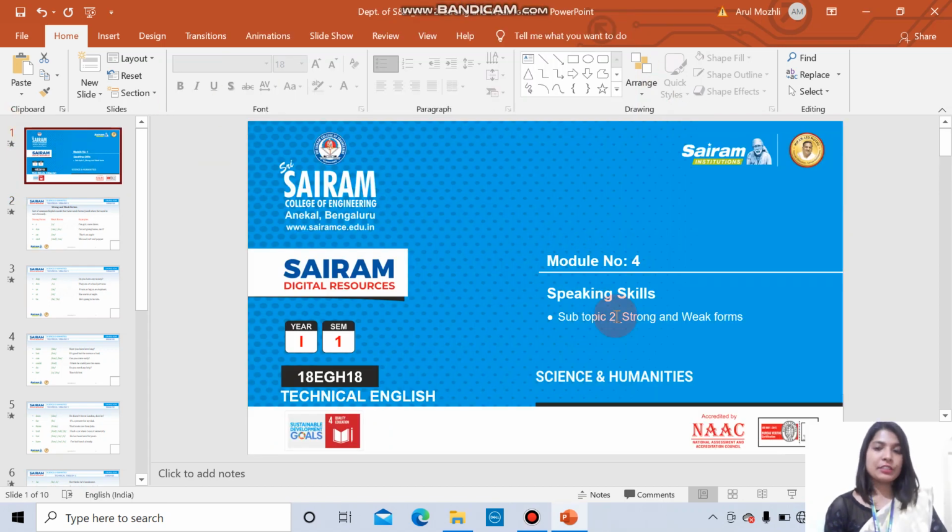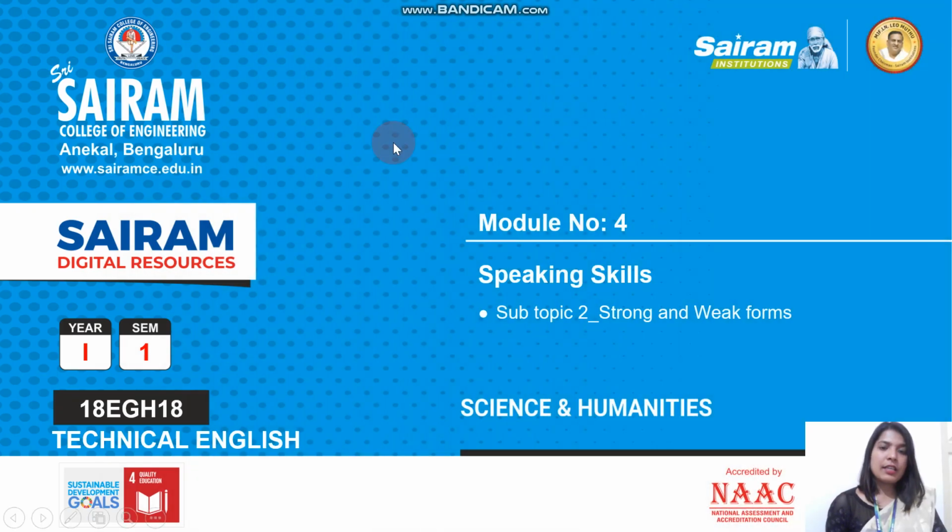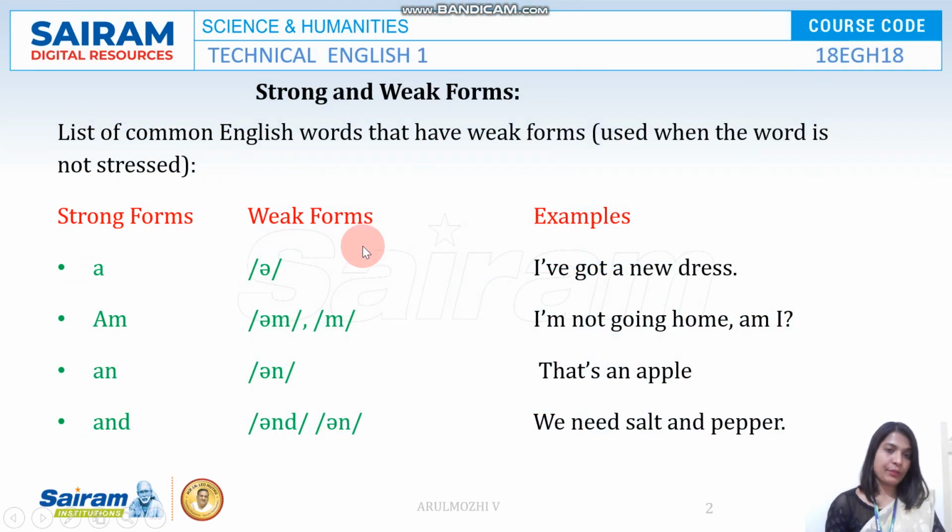Today we are going to see the strong and weak forms from module 4. What is a strong form and what is a weak form? The original pronunciation of a word is called the strongest form or the strongest pronunciation of a particular word.